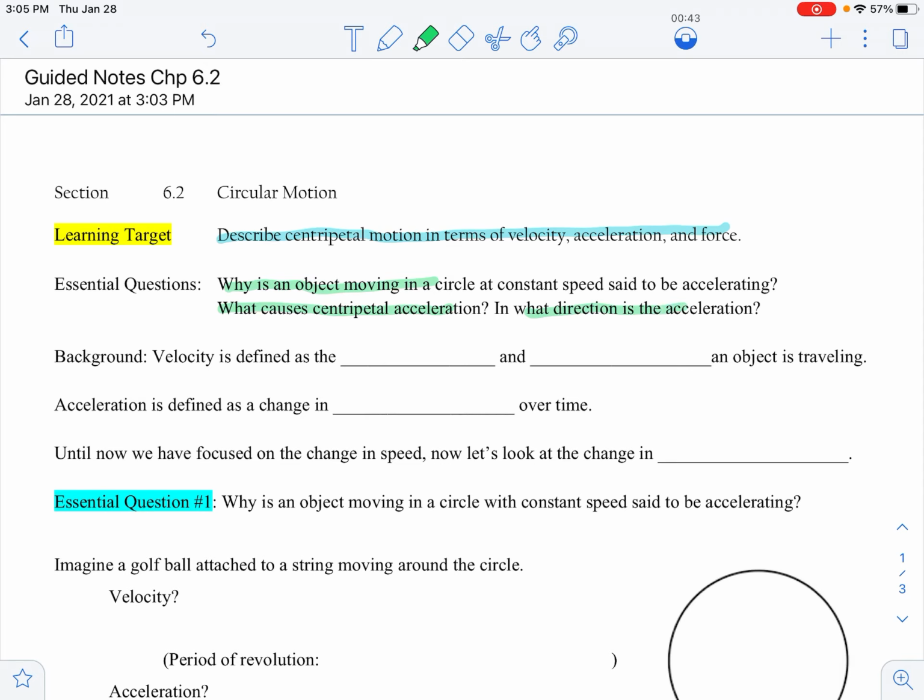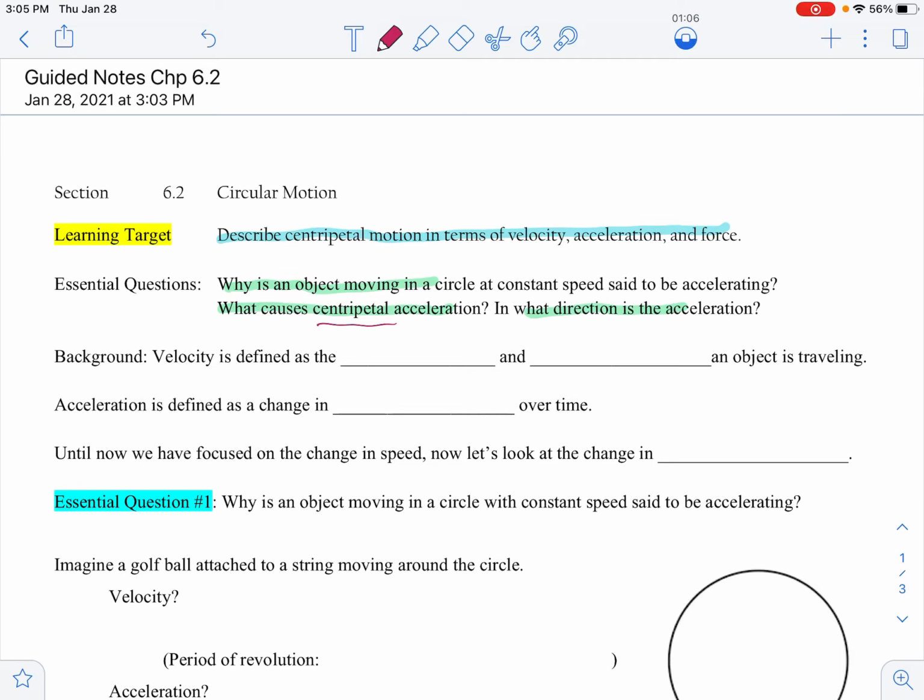So the first thing I want to do is look at this word centripetal. Centripetal is another way to say circular, and you may have heard of something called centrifugal force. Well, that's not a real thing. It's sort of an imaginary thing. The real thing we're going to talk about here is centripetal force and centripetal acceleration, all right? So that's another way to say circular.